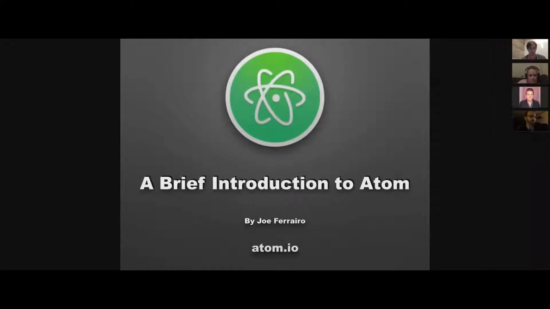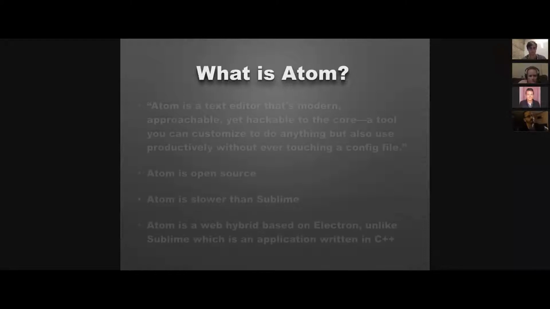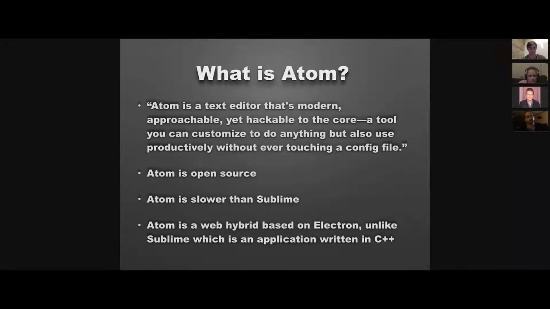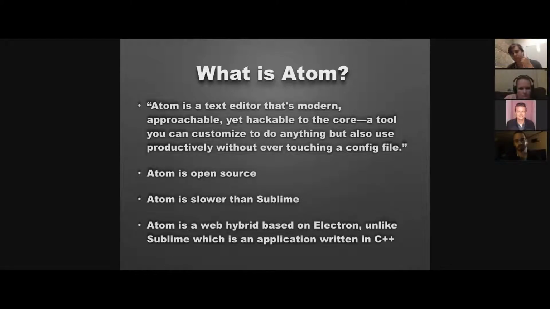Okay, brief introduction to Atom. What is Atom? Atom's essentially another text editor similar to Sublime. It's only about, I think, correct me if I'm wrong, 2 or 3 years old. And essentially, it's very hackable. What GitHub describes it as is a text editor that's modern, approachable, yet hackable to the core. So you can customize it to do anything, but also use it productively without ever touching a config file. Atom is open source, which I'll get into later because there's a bunch of packages and installations available.